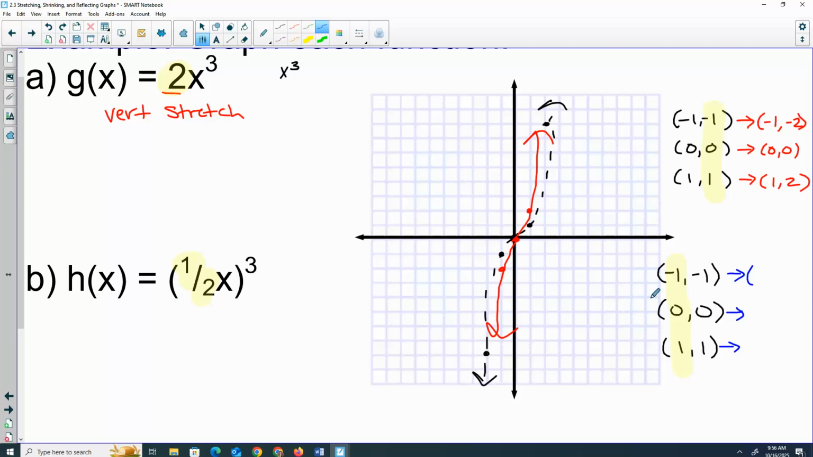Grab a calculator if you need to. Get those points. Put the negative 1/2 or the 1/2 in parentheses. It's negative 2.